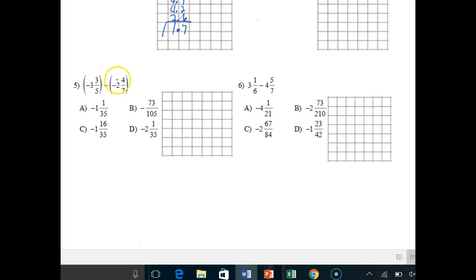Pause the video and try and do number 4. Alright, number 5. Go ahead and first keep, change, change, since there's a subtraction. So keep, change, change. And now let's split mixed numbers. So we have negative 3 plus 3/5. Oh, sorry, already messed that up. Plus negative 3/5. Why is it negative 3/5? Because if this is negative, this is also negative, right? Then plus 2 plus 4/7.